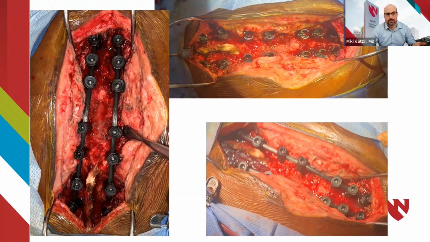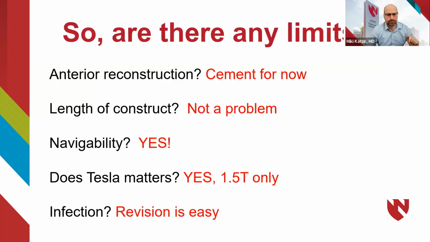Again, no problems in reducing the rod to the screws. It fitted perfectly. Maybe I had to play with the height of the screws a little bit, but eventually it went in nicely. So do we have any limitations? Anterior construction options? Yes, there are options to put in a carbon fiber cage. I don't think it's still great. So if I can, I use cement. After this presentation was made, I actually used one of the carbon fiber blocks for the anterior reconstruction, and it worked fine. Length of construct, I don't think there's any issue after looking at this, so you can go as long as you want.